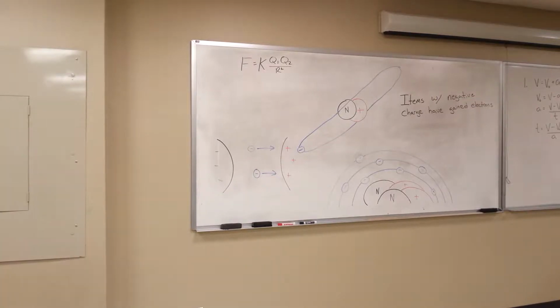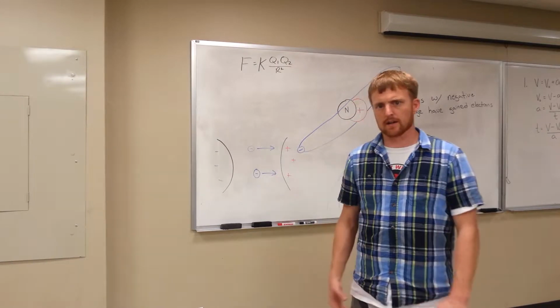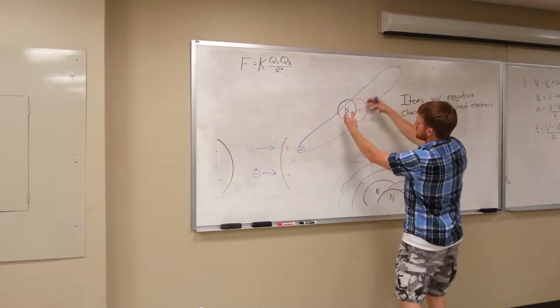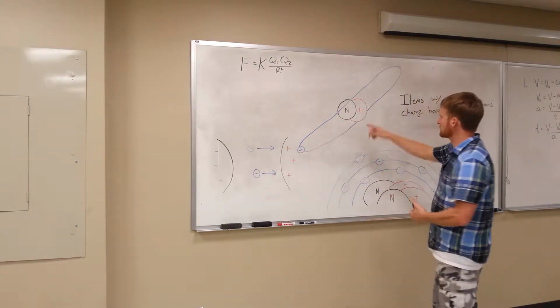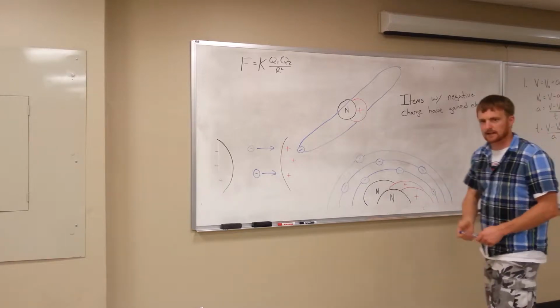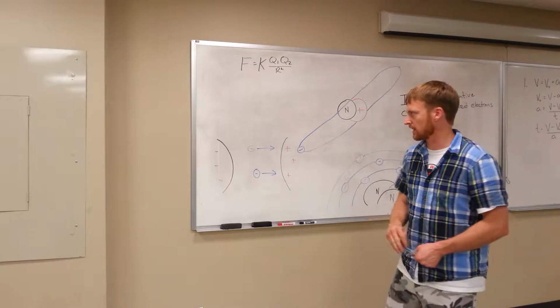Hello and welcome back. So, what have we discussed so far and where are we at right now? So, chapter 2 again: atom, nucleus, electron, neutron, proton. Items with a negative charge have gained electrons. Items with a positive charge have lost electrons.